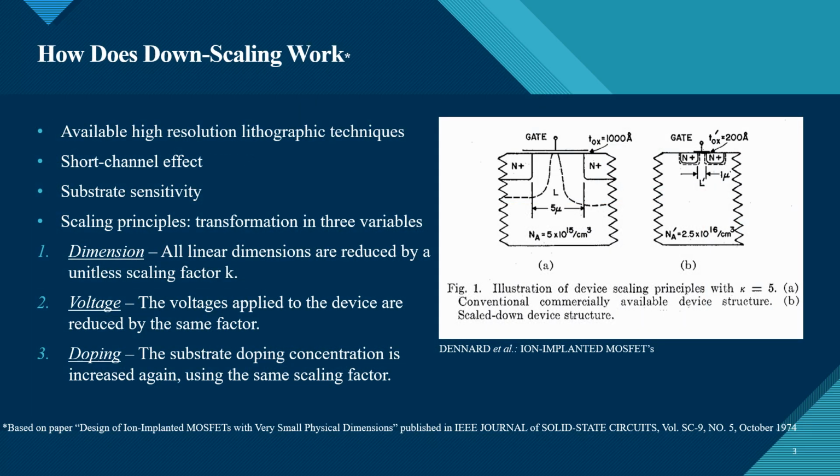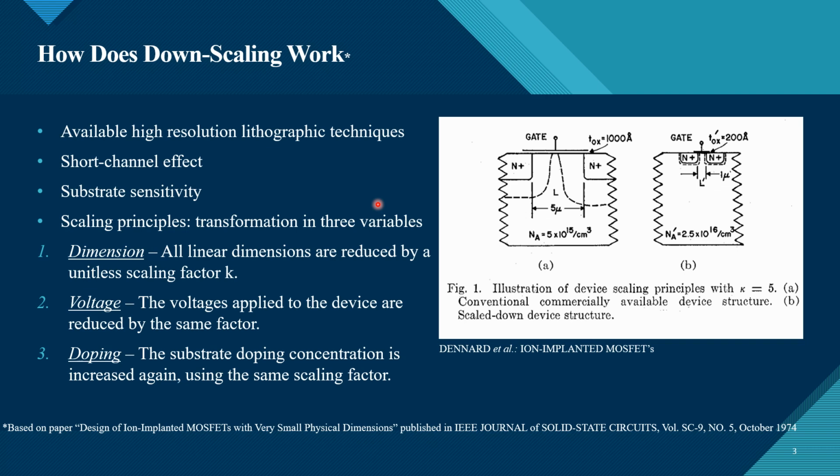Now that we understand the importance of downscaling transistors, let's see how downscaling works. The following is one of the most important research works in chip designing: the research paper titled "Design of Ion-Implanted MOSFETs with Very Small Physical Dimensions", published in 1974. At the time, available high-resolution lithographic techniques allowed chip designers to decrease the dimensions of the transistors.